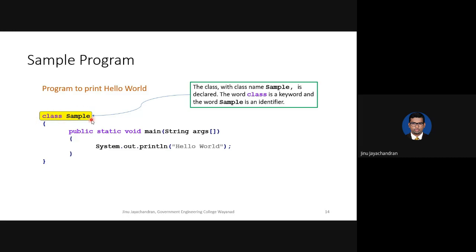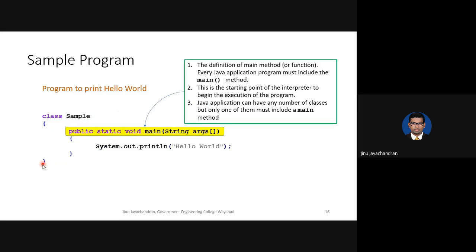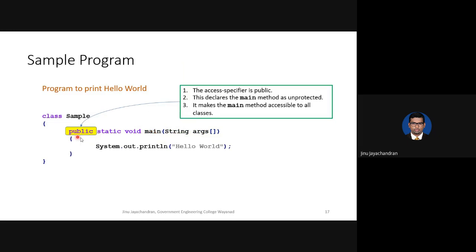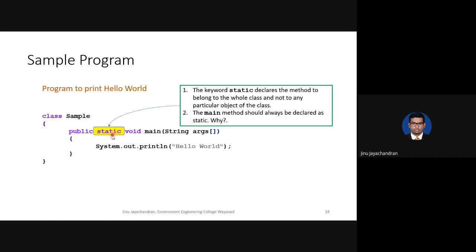sample is the name of the class. It should be within opening and closing curly braces. Inside the class, you can name any class for the main function. So this is public static void main string arguments. So main is the function name. Public is the access specifier, which means the main can be accessed from anywhere outside the class. Okay. Static means that you need not create an object for the class sample to access main. Okay, we'll see that.